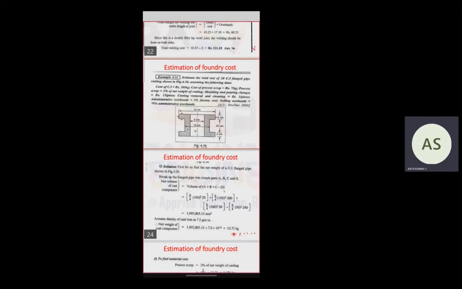So pi by 4, 160 square into 20. 2 centimeter is given as a length, so 20 millimeter is the length. So pi by 4, 160 square into 20 is the volume of A. Now volume of B. Volume of B is nothing but pi by 4, 100 square into 200 length.